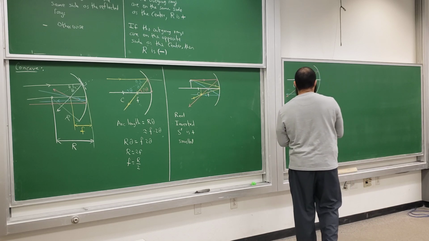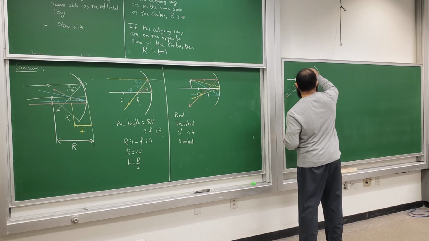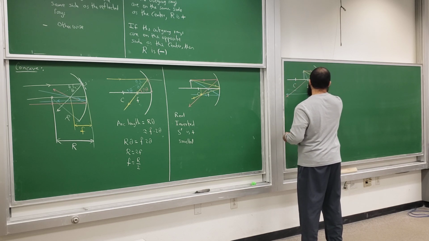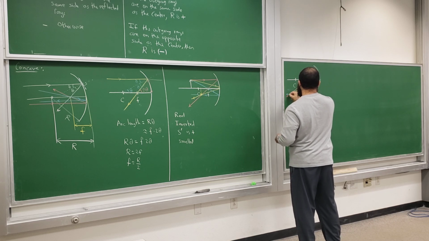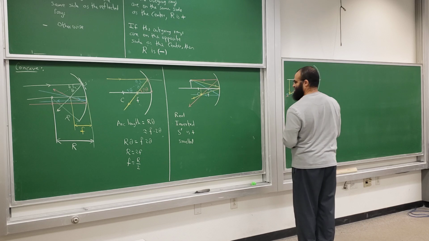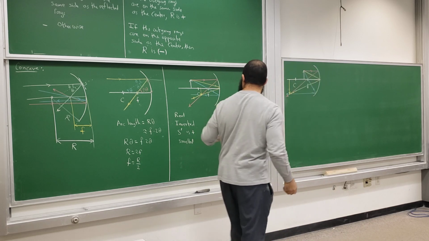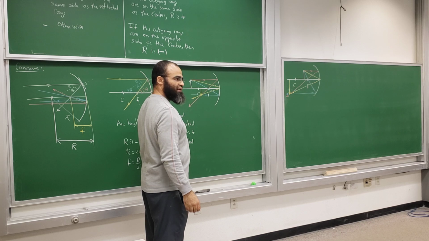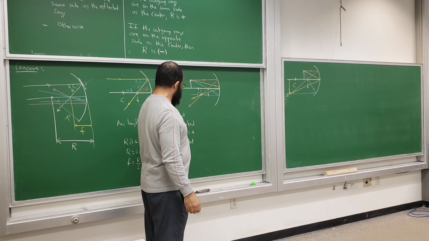And then for the third one, I'm going to draw one that goes through the center. The angle should be approximately the same. There. So here's my object again. Object now is what? Real or virtual? Real. It's still real. Inverted? Yes. It's inverted, right? It's upside down.